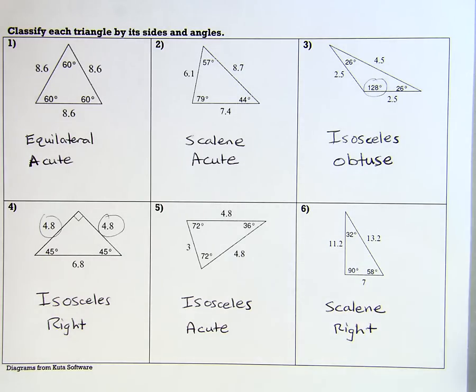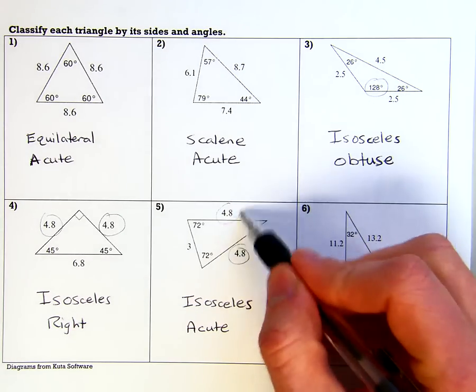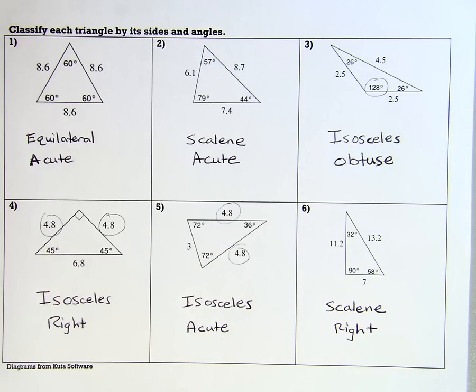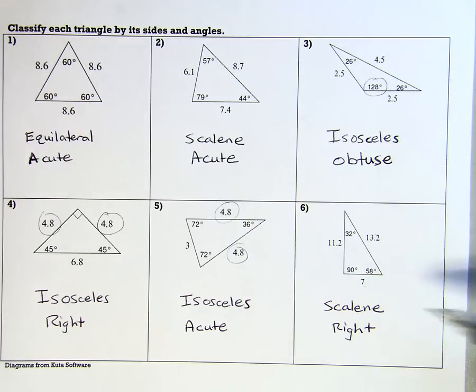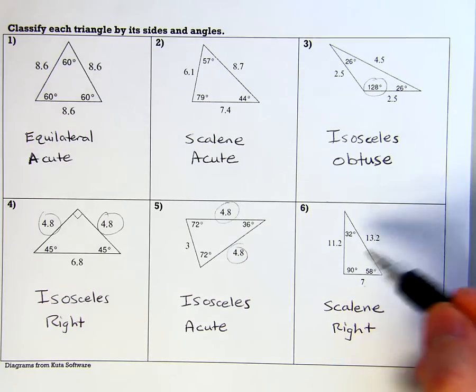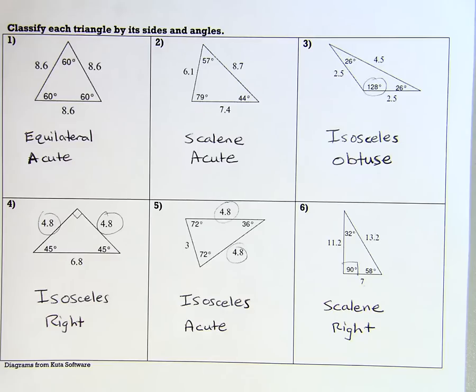Number 5 was isosceles because we have 2 4.8s, 2 equal sides, and then acute because none of the angles measure over 90 degrees. And number 6 is scalene because we have different length sides, and then it is a right triangle because we have one right angle. So that's how we classify our triangles using their angles and their sides.